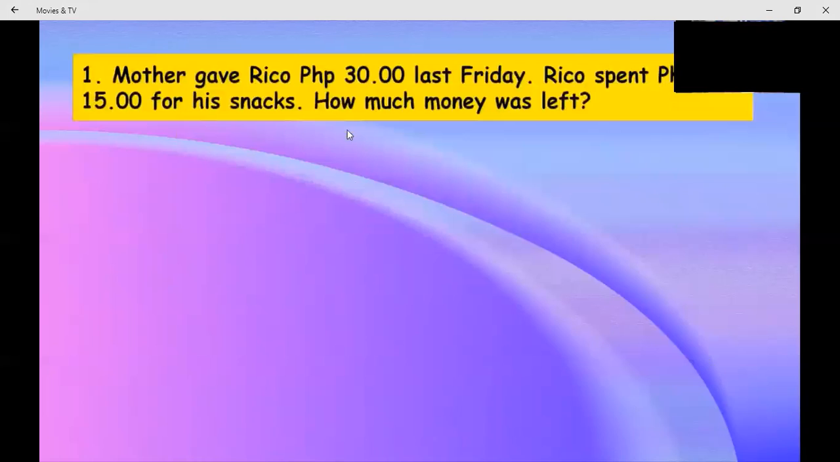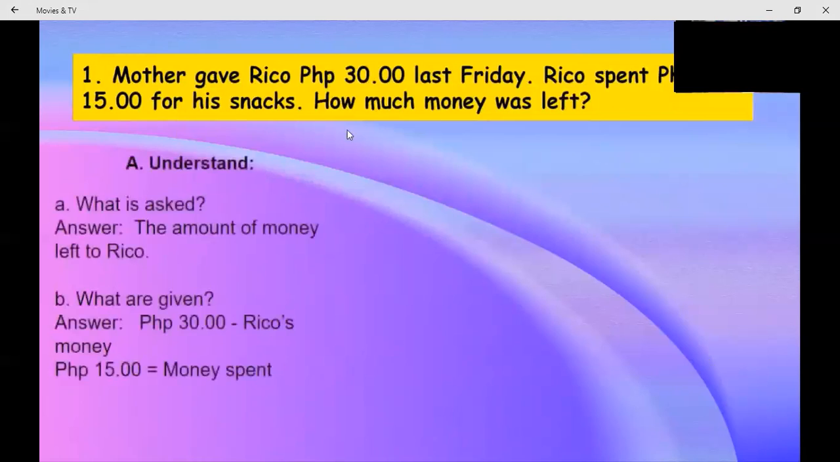So let's have this. Mother gave Rico 30 pesos last Friday. Rico spent 15 pesos for his snacks. How much money was left? First, we need to understand the problem. So what is asked? The answer is the amount of money that is left to Rico. And what are given? You have 30 pesos, that is Rico's money, and 15 pesos, the money spent.